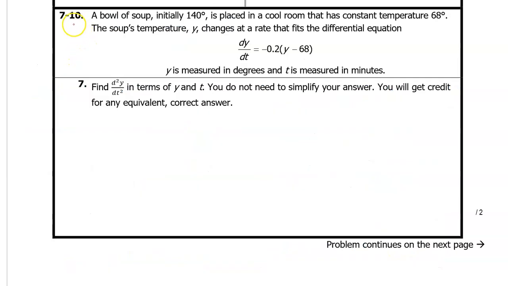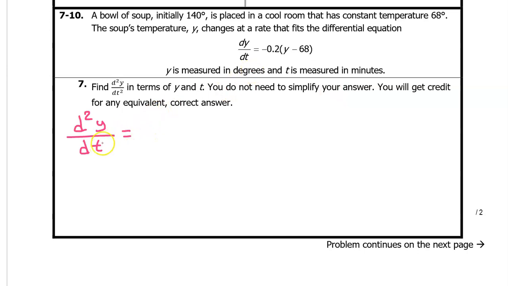Here is the setup for number 7 through 10. A bowl of soup, initially 140 degrees, is placed in a cool room that has a constant temperature of 68 degrees. The soup's temperature, y, changes at a rate that fits the differential equation dy dt equals negative 0.2 times y minus 68. Y is measured in degrees, and t is measured in minutes. Number 7. Find the second derivative in terms of y and t. You do not need to simplify your answer.